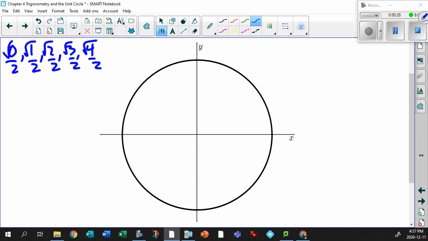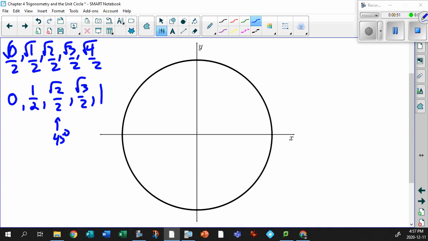Check this out. Square root of 0 over 2, 0. Square root of 1 over 2, 1 over 2. Square root of 2 over 2, there's your root 2 over 2, which is that 45-degree one. Remember? There is your root 3 over 2. And then finally, the square root of 4. Square root of 4 is 2 over 2 makes 1.